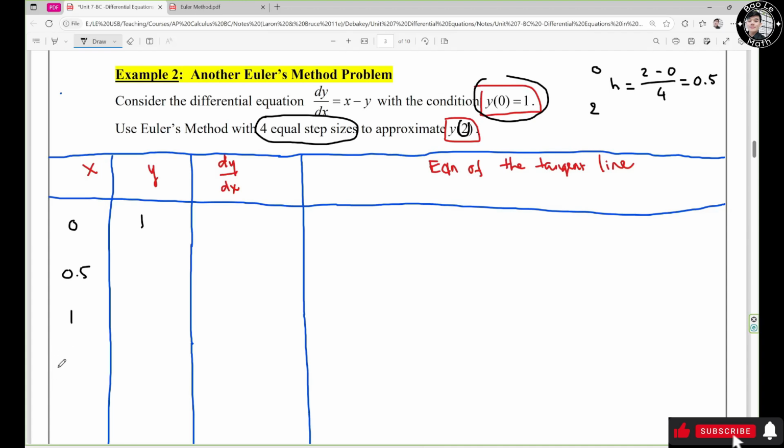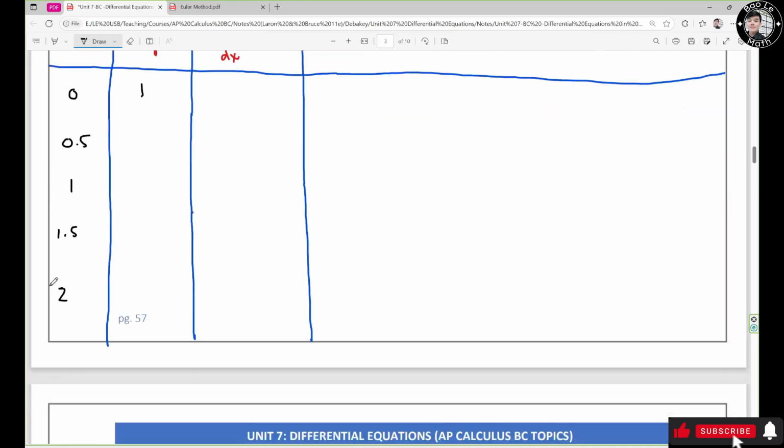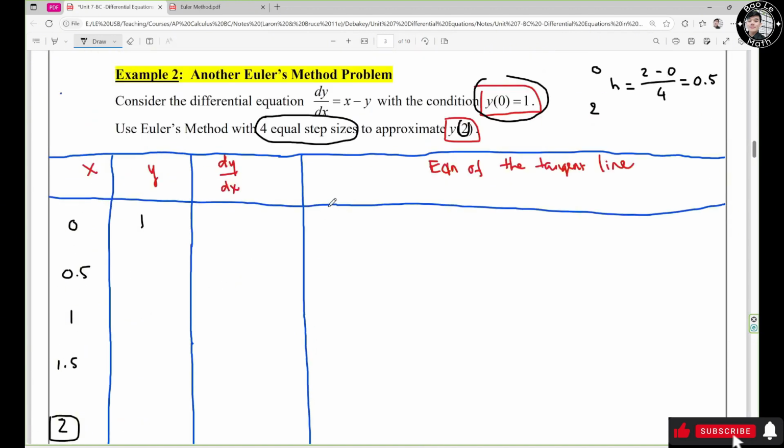The next one should be 1.5. And the last one should be 2 right here. This is what we need to find. It's going to be right here, right? Alright, dy over dx equals s minus y, right? s minus y is going to be negative 1, right?